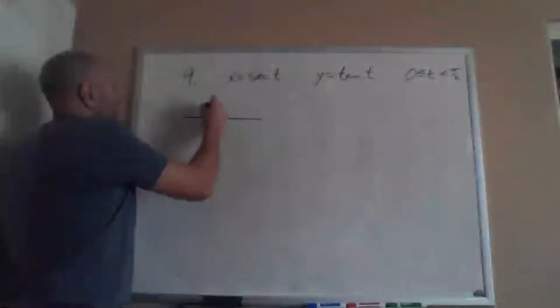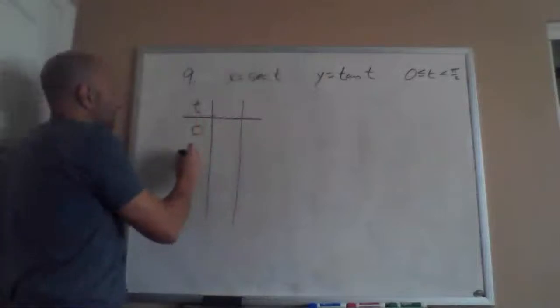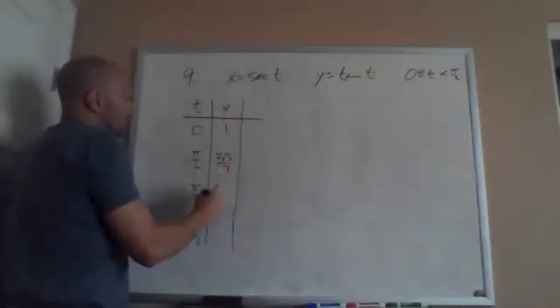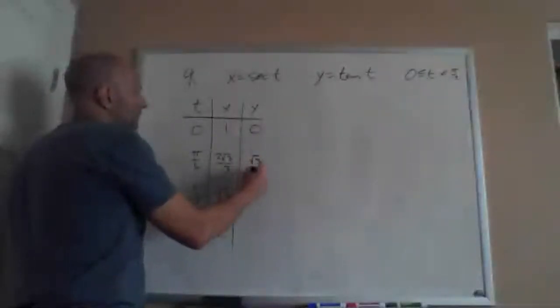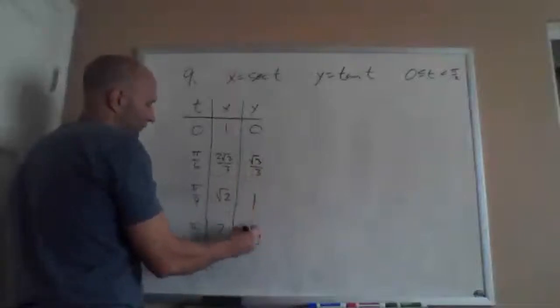So again, if we build our table, and this time again, because we're restricted with t, it's 0, pi over 6, pi over 4, pi over 3. So these values are the same as the other one. So it's going to be 1, 2 root 3 over 3, square root of 2, and 2. And then y is just the values of tangent. So we're not squaring them. So it's going to be 0, root 3 over 3, 1, and square root of 3.